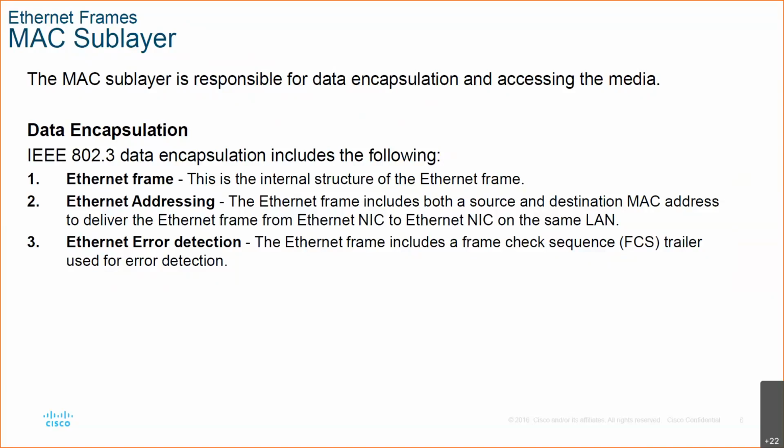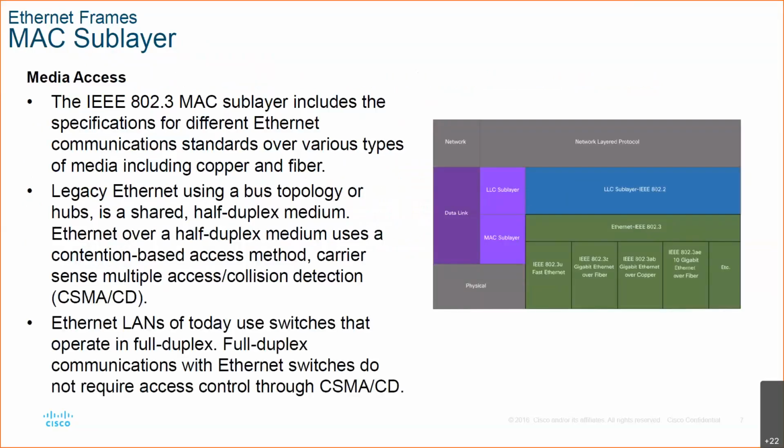It also has error detection. So much error detection algorithms and protocols we studied in our lecture yesterday. So Ethernet layer error detection: the Ethernet frame includes a frame check sequence, FCS trailer. That FCS will make sure that there is no error in the frame that is sent. The IEEE 802.3 MAC sublayer includes specifications for different Ethernet communications.